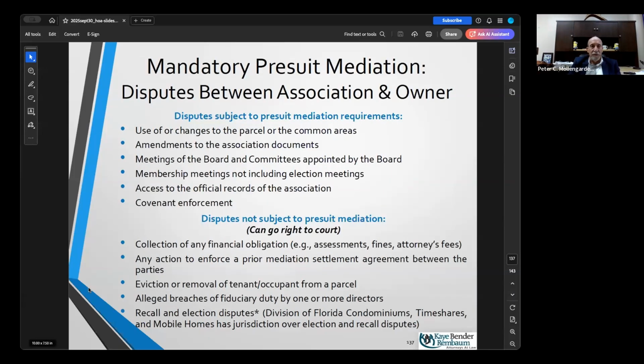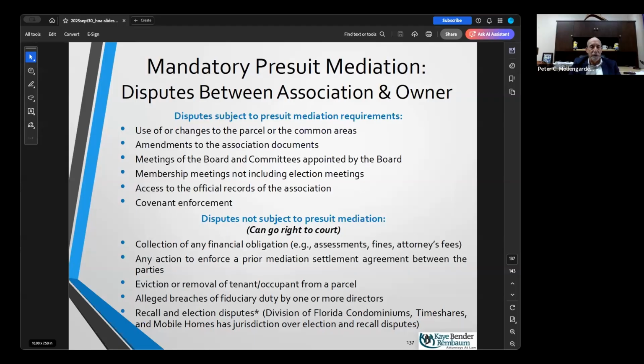Next, we're going to talk about mandatory pre-suit mediation. Despite and notwithstanding the fining and the suspension, if you want to sue an owner to enforce the documents, in other words, to compel them to paint the house the right color or to do something or to stop doing something, it's subject to pre-suit mediation.